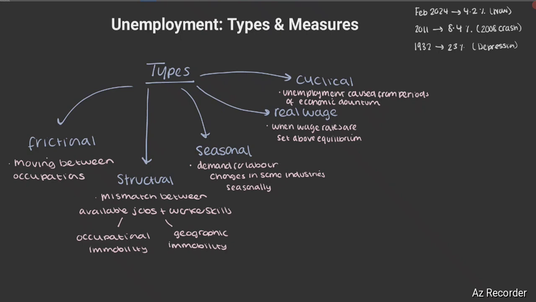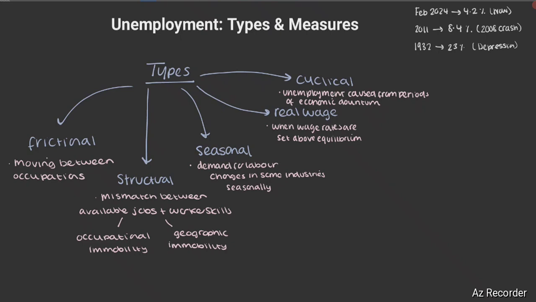Additionally, there's seasonal unemployment. So this is when demand for labour changes in some industries seasonally. This is because there's different demand in different industries, and therefore different demand for labour. So take fruit picking, for example. You might have some fruits that are harvested in the summer months, and so you will need more labour during these months compared to other months. Additionally, like seasonal workers in firms like Aldi, Tesco.